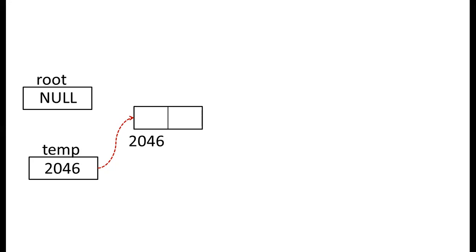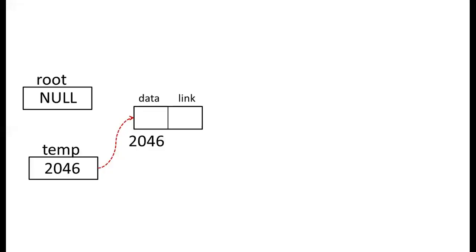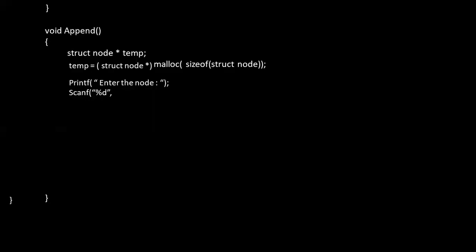After the creation, now we need to read the information. So for that, what do we do? Printf, enter the node data, and using the scanf function, we read the data into the node. But at which location do we need to read the data? Now temp is pointing to this node, so we have to collect the value at the address of temp to data. So here we write ampersand temp to data.